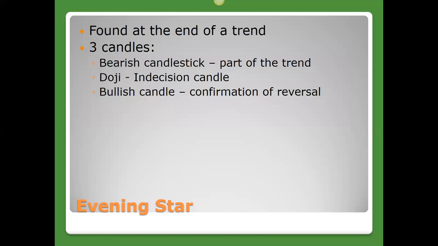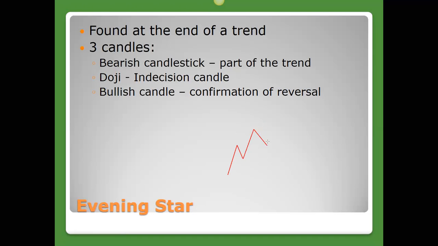So let's see, what do these look like? Here, in terms of an evening star, this is usually found at the end of a trend. So an evening star would be, let me just draw it out here. Let's say the market is going up and we are seeing this type of behavior. So this is our uptrend. For an evening star, just think of an evening. The sun goes down. So for an evening star, we are looking for the formation up top here.